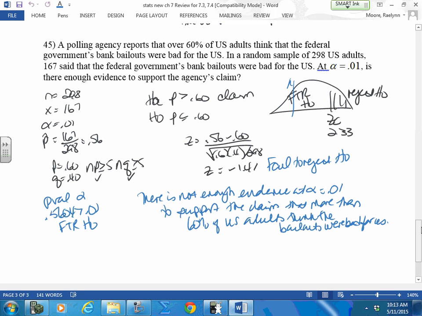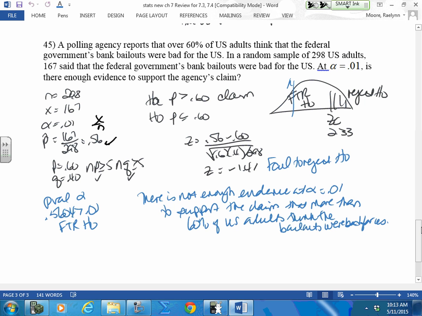Greater than 0.6 of adults feel that the federal government's bank bailouts were bad for the U.S. They sampled 298 U.S. adults. 167 is the X value. Out of those 298, a little bit more than half of them said that the federal government's bank bailouts were bad for the U.S. So it's a little bit more than half, right? So when you find your p-hat, it's X over N, and that number has to come out a little bit more than half.